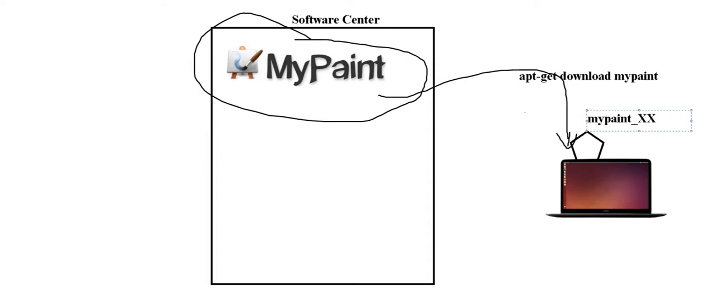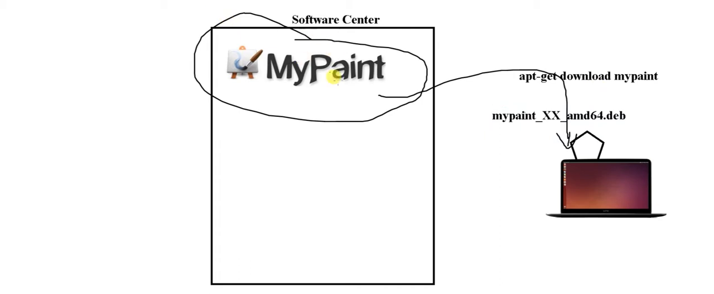Some numbers will be there, right? And after that it will end with what kind of version it is, like 64-bit or 32-bit. This is the kind of information the offline file has. So let's say mypaint is the file name, followed by some number and the version, and it will have the extension .deb. It will look something like this.